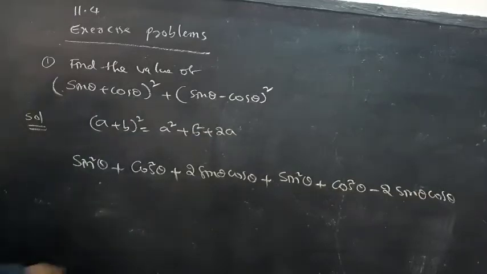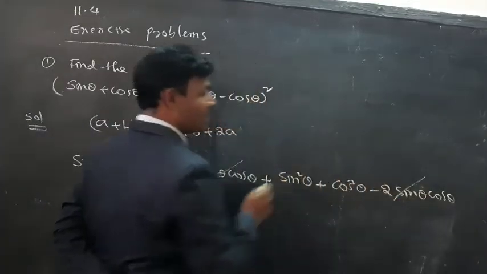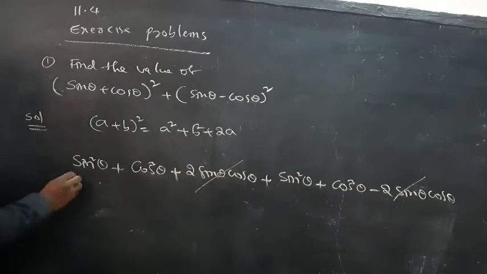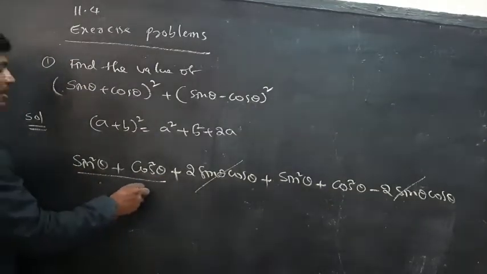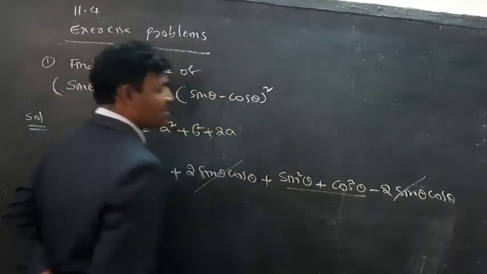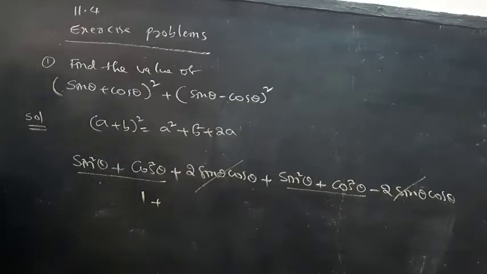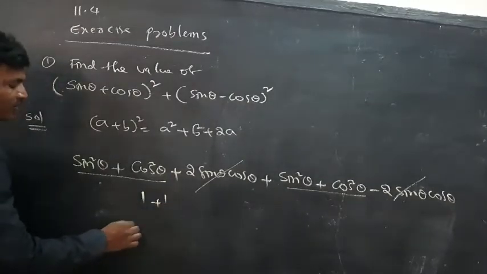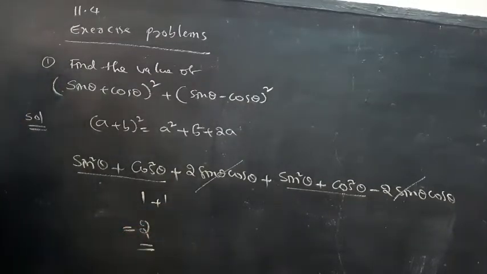So by looking at this, 2 sin theta cos theta and 2 sin theta cos theta get cancelled. According to the first identity, the value of sin square theta plus cos square theta is 1. Similarly, here also the combination of sin square theta and cos square theta, its value is also 1. So what is the final answer? 2 is the final answer.